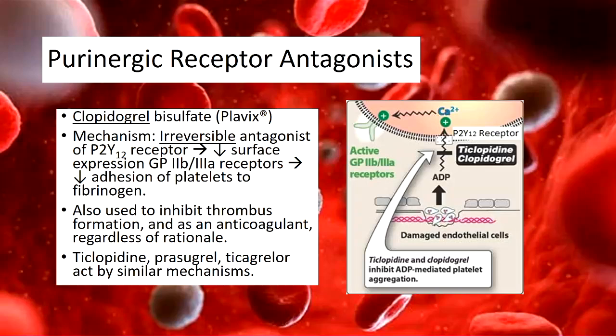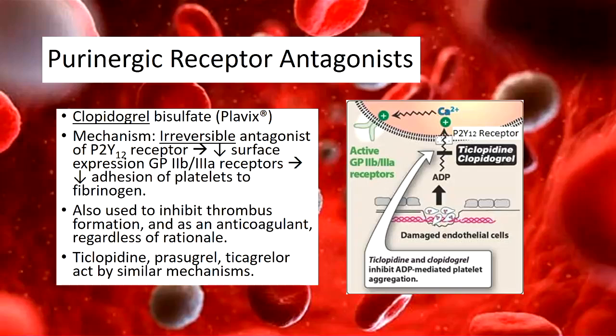All right, remember, we get damage, we get ADP release, it's also coming from platelets. It binds this receptor, and normally that leads to calcium influx. And what happens then is these GP2B3A receptors get put on the cell surface, and they're the ones that are going to bind fibrinogen. Well, what clopidogrel does is it blocks this receptor here, so ultimately you don't wind up putting the receptors on the cell surface that are going to bind fibrinogen.